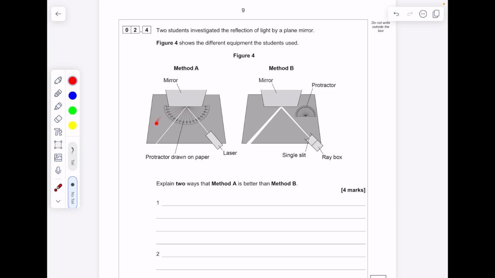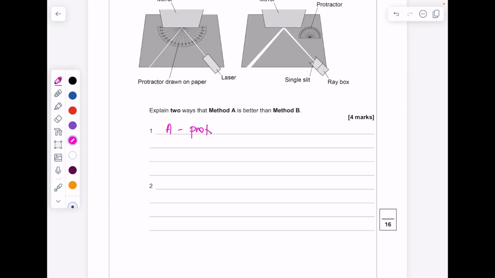And this gives you the advantage of meaning that your angle of incidence and reflection is more likely to be accurate in A. And secondly, if we look at the ray, with the laser, it's just a single beam of light versus the ray box where you can see that ray diverging, meaning that again, A will give you a more accurate representation of the angle of incidence.